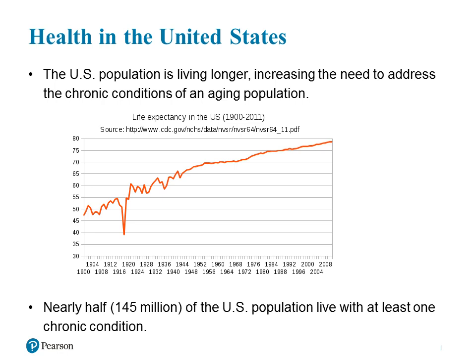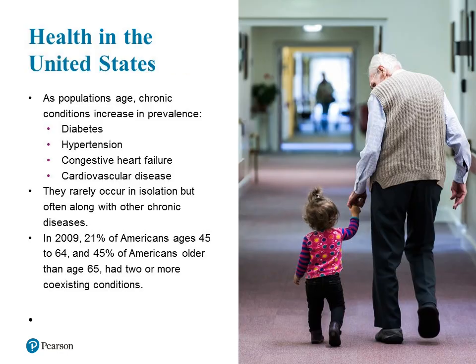You see that nearly half of the U.S. population live with at least one chronic condition. Chronic conditions are considered to be illnesses and impairments that limit daily functioning, are expected to last at least a year, and require ongoing medical care. There are things like diabetes and hypertension and congestive heart failure and cardiovascular disease, and they rarely occur in isolation. They often occur along with other chronic diseases.